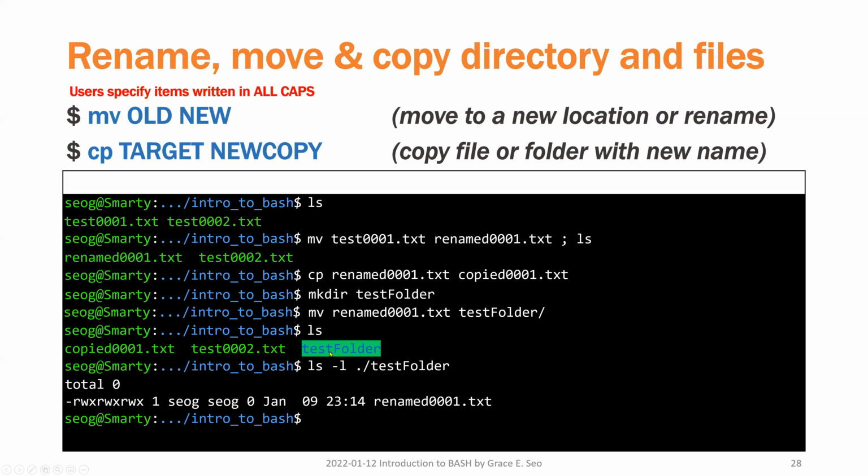So this is relative path. We just want to print out what's inside this folder. And we've got our renamed 1 file inside here. So now let's rename this test folder to renamed folder. We're going to change the name of this folder and then print out the content to see if we renamed it properly. So I'm using move function.